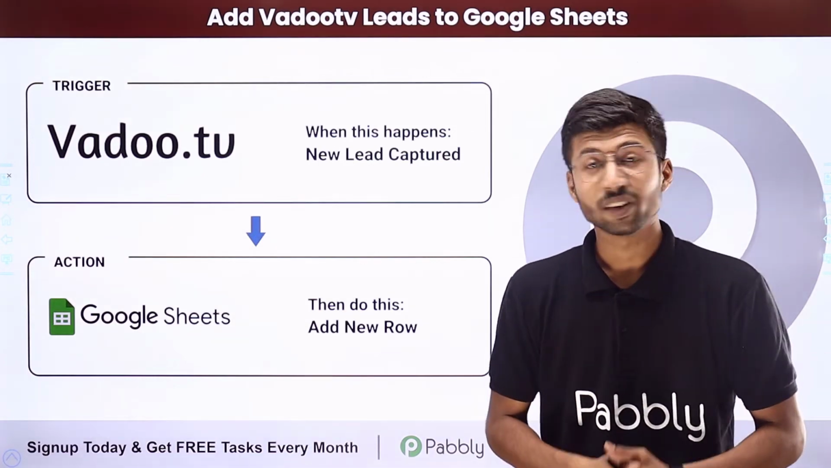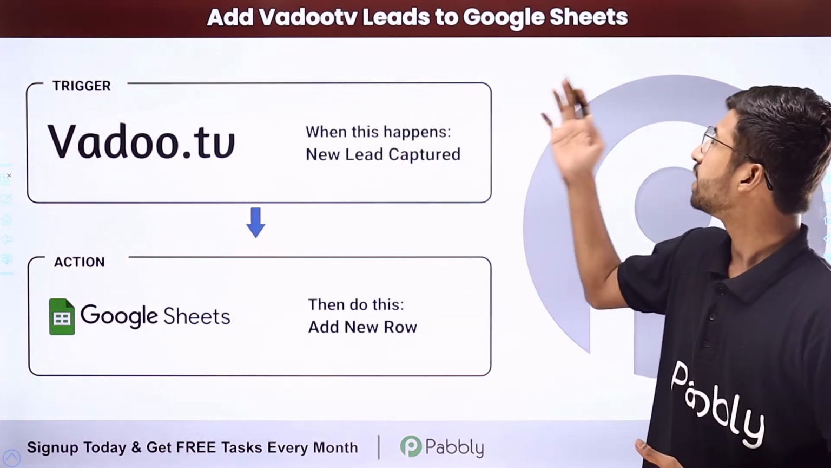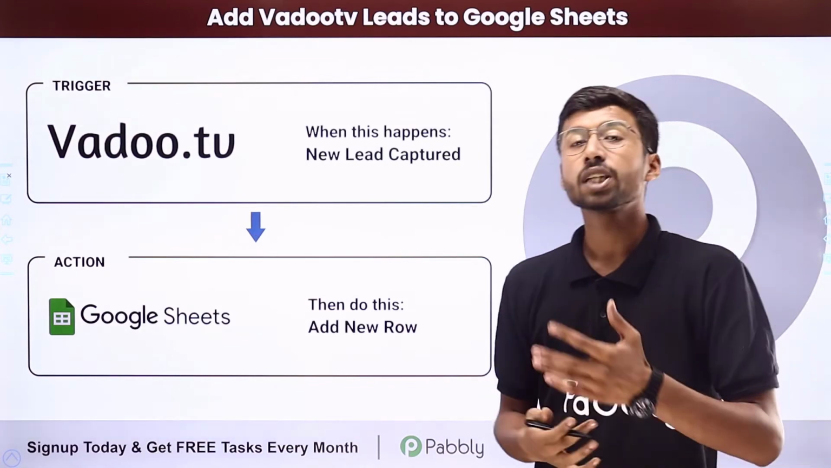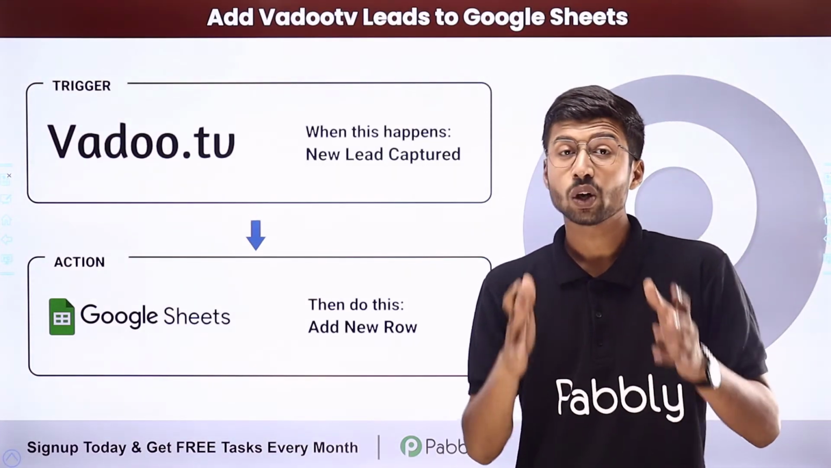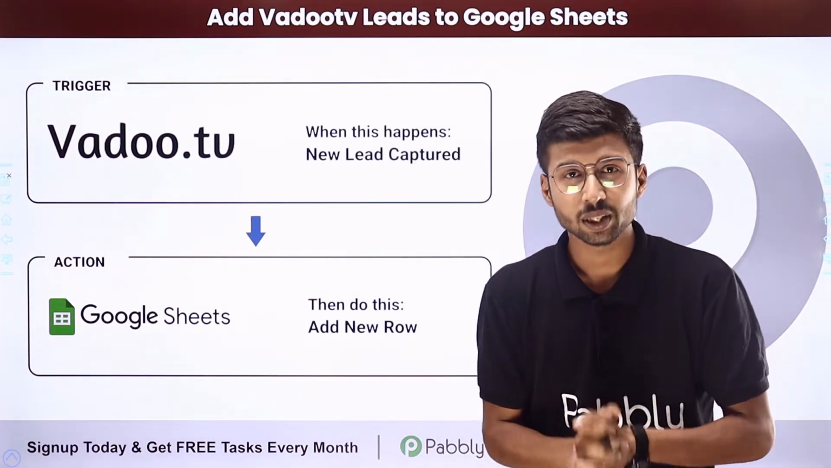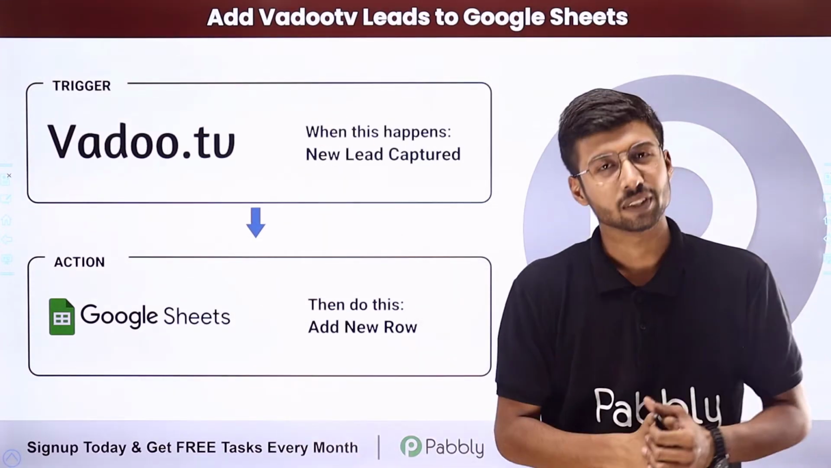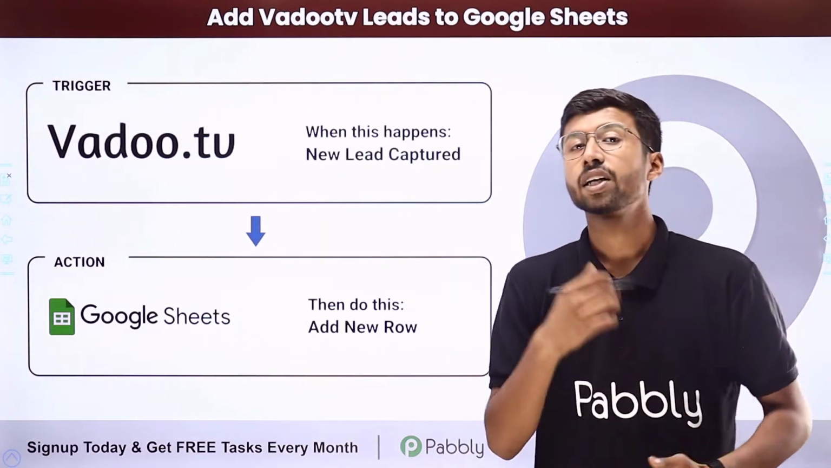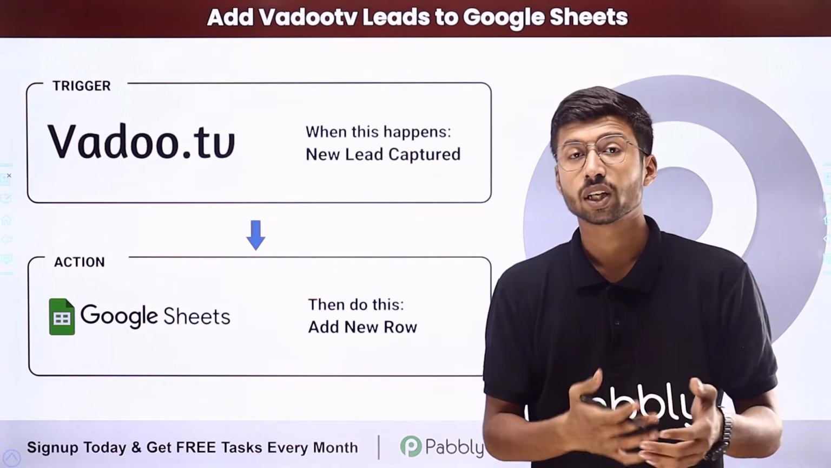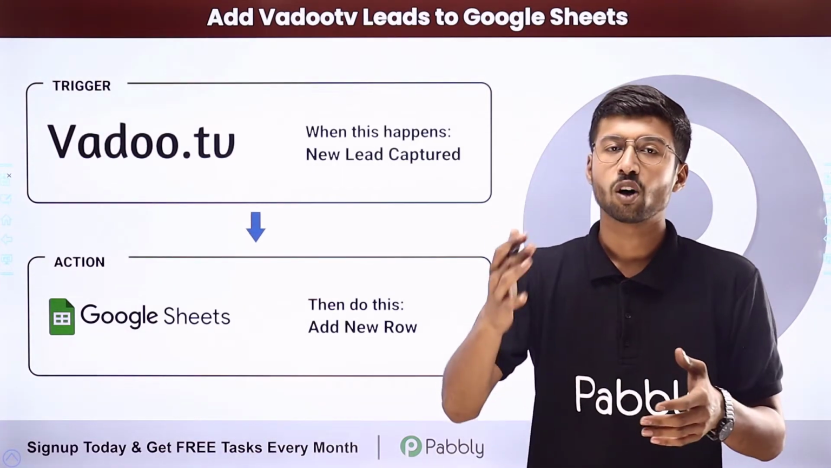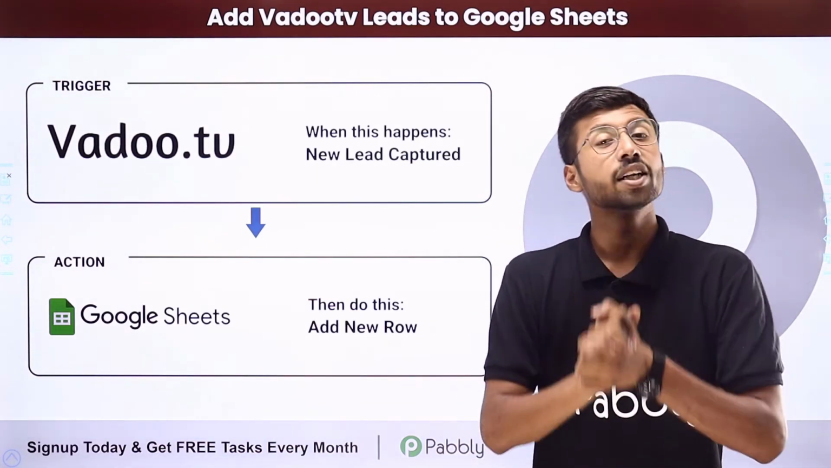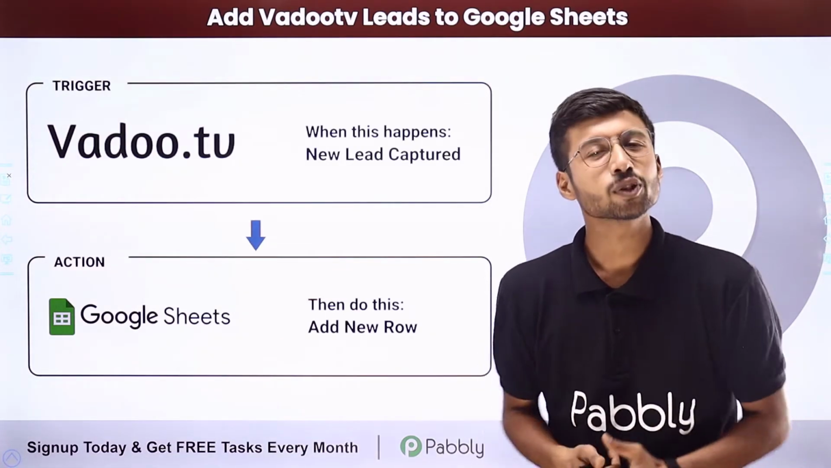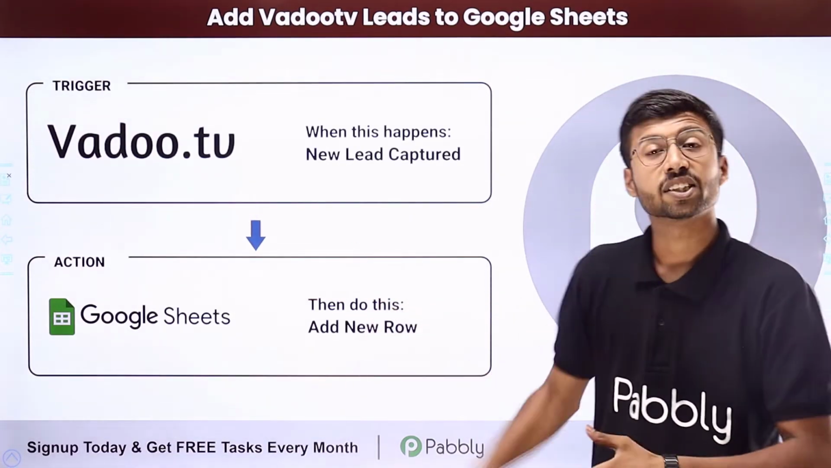So in this video, we will learn how to add Video TV leads to Google Sheet. Suppose you have created some kind of video and added a lead form in that video, which you created using Video TV. Now you want that whenever a user watching that video sees the form, fills it and submits it, and a new lead is generated, you add those new lead details into a Google Sheet as a new row.